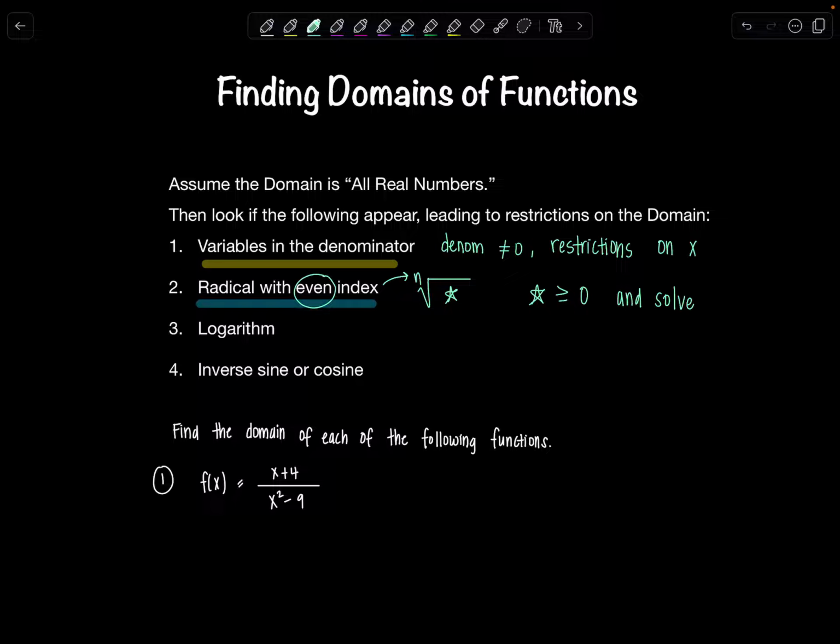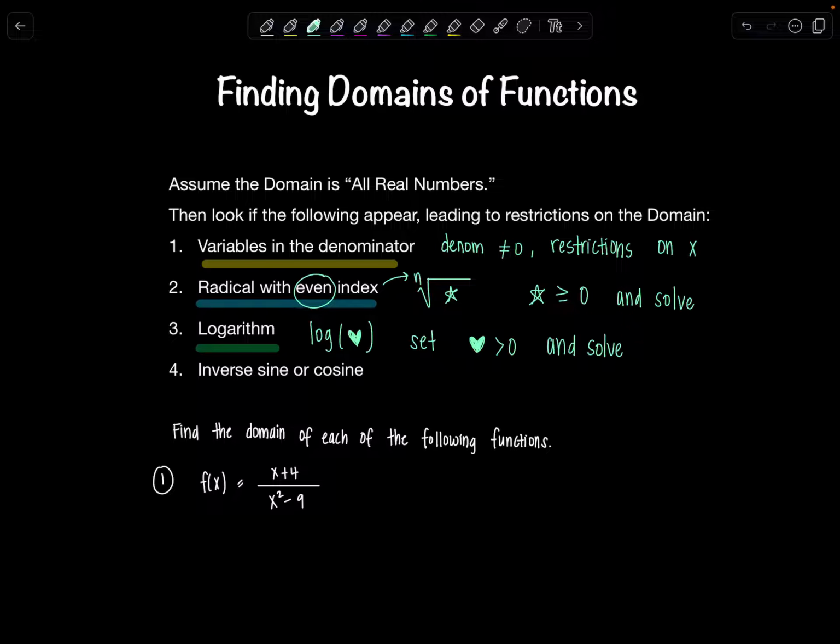Next thing to be on the lookout for is if you see a logarithm, natural log or log with any sort of base, 10, you name it. If you have log of some quantity, let me not use a star, we'll use a heart this time. Well, logarithms are restricted. This quantity here, this argument, has to be strictly positive, not even equal to 0. So you're going to set whatever's inside the parentheses, the argument of the logarithm, strictly greater than 0, and solve. And boom, there's your domain.